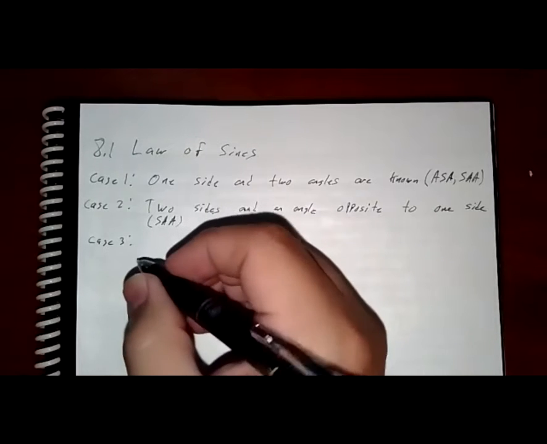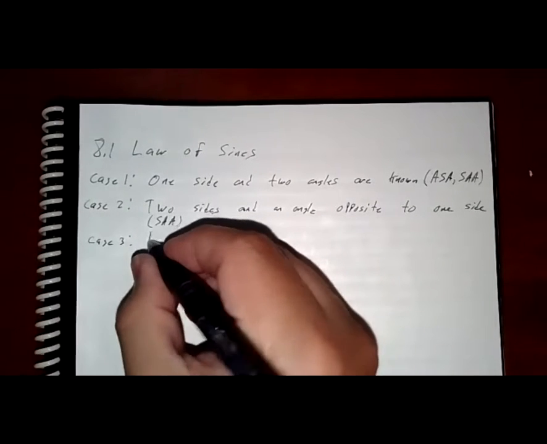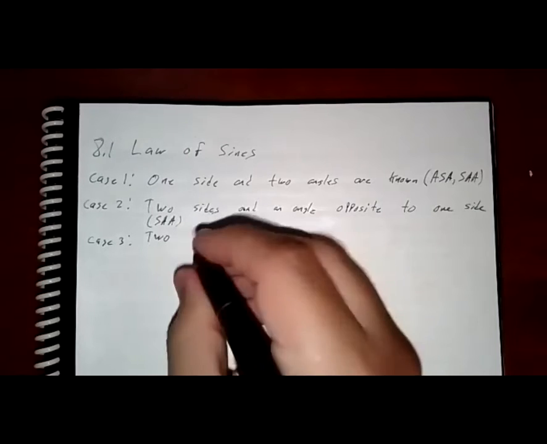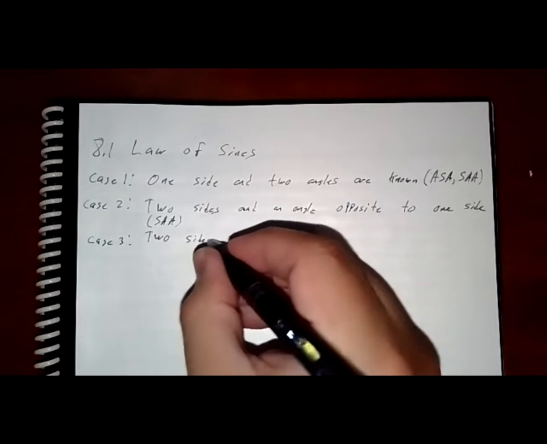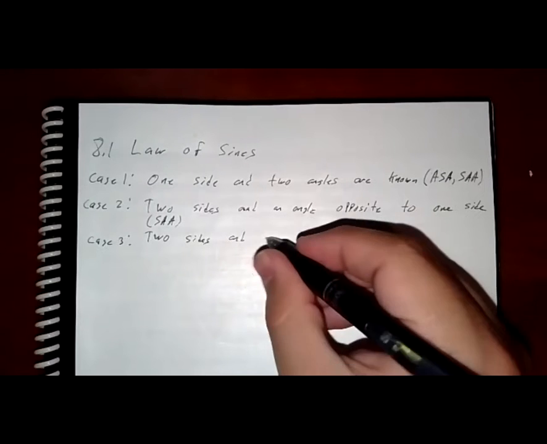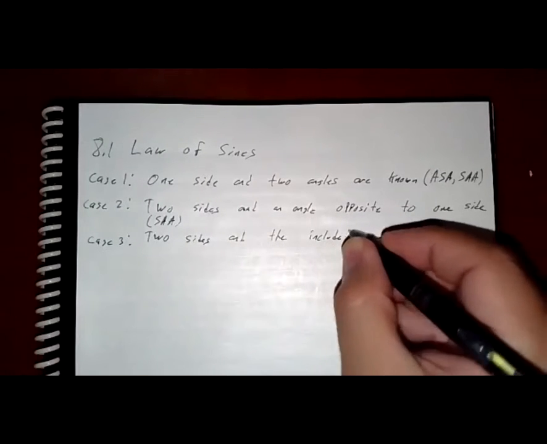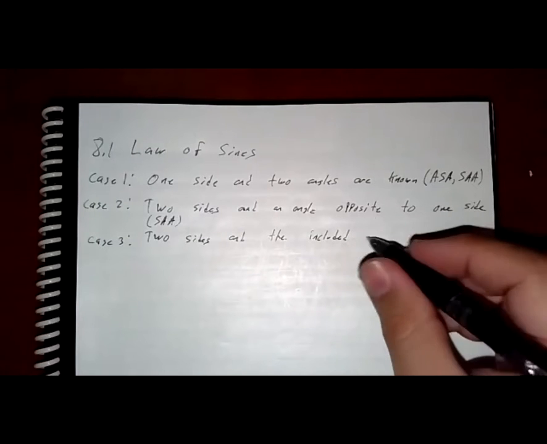Cases 3 and 4 are law of cosines. Case 3: two sides and the included angle are known.